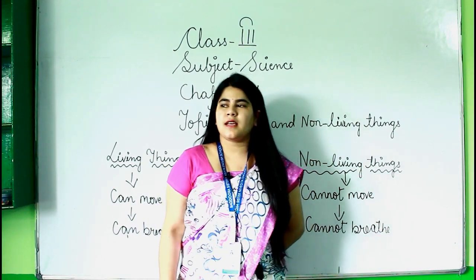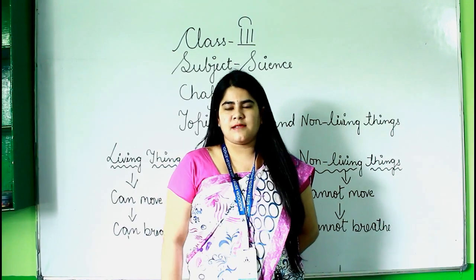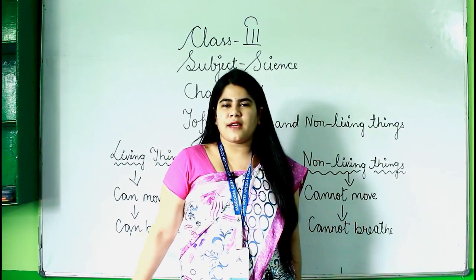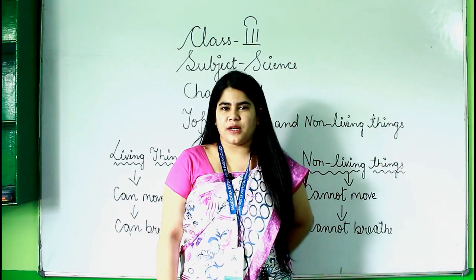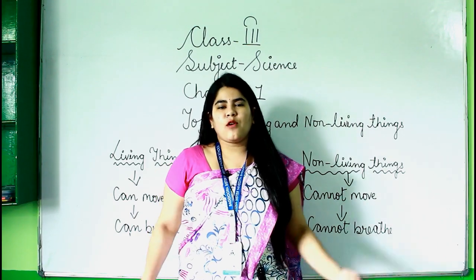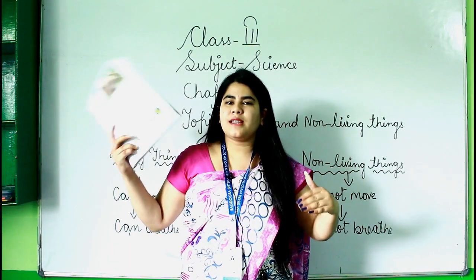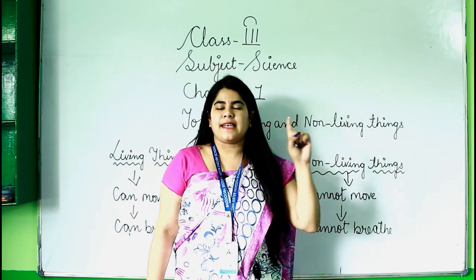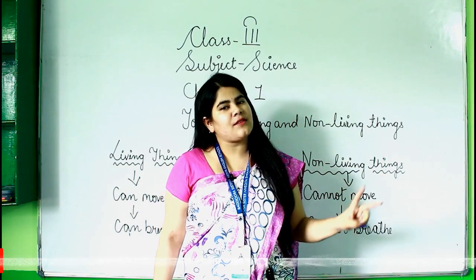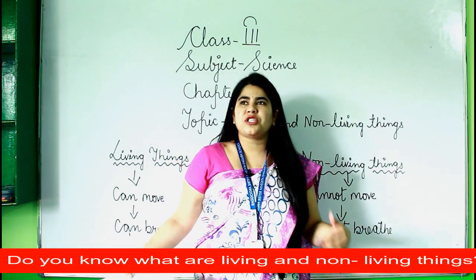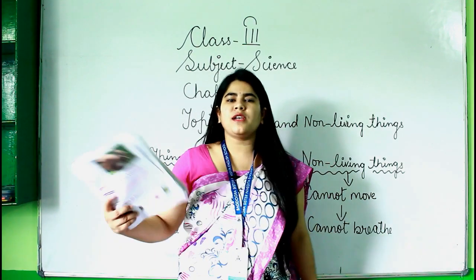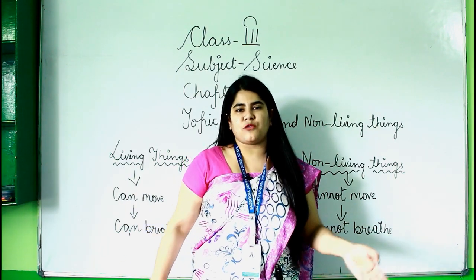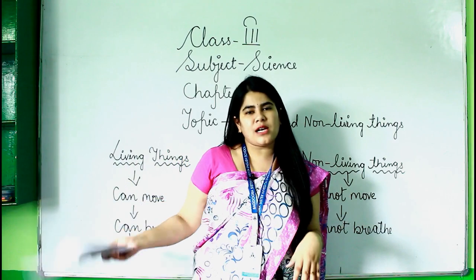Okay dear students, if we look around ourselves or in our surroundings, we will find a lot of things, a lot of objects, right? Now all these things can be categorized into two parts, that is living things and non-living things. Now the question arises here is, how will you differentiate between them? How will you find out which one is living and which one is non-living?